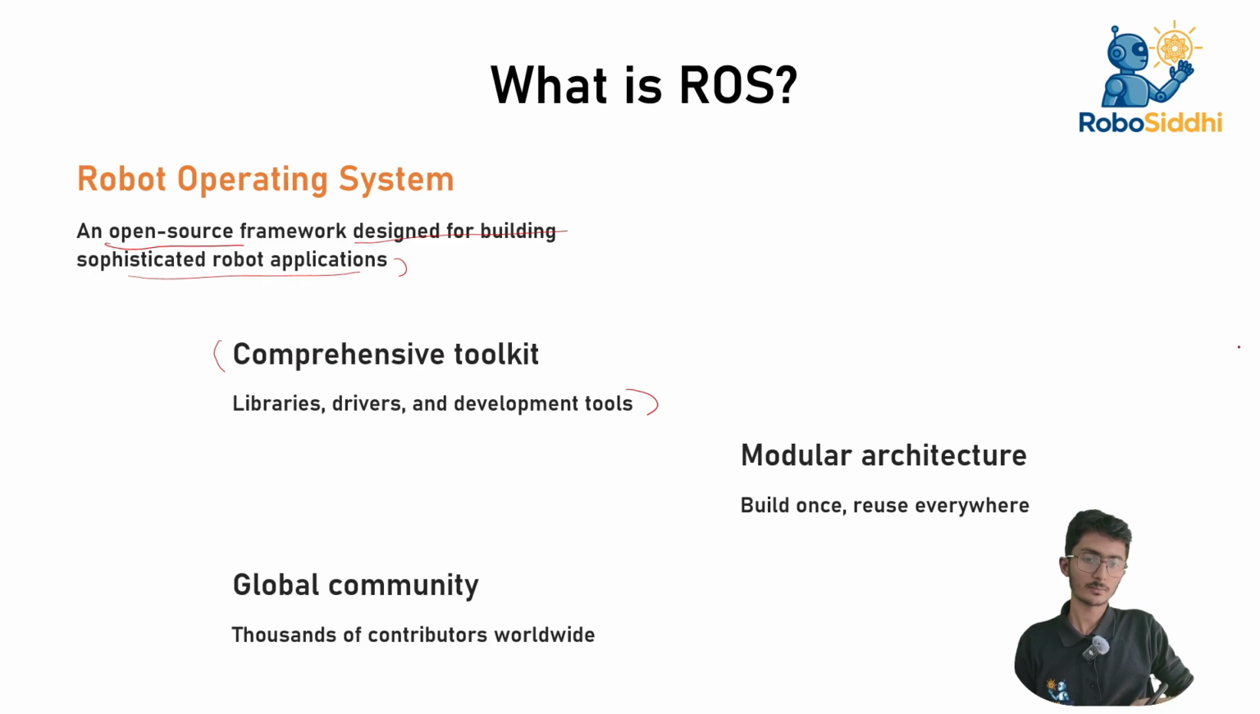Then there's modular architecture, which means you can connect many different things and basically do whatever you can think of with ROS. Then there's global community support available for ROS, which means there are so many people already working on ROS, and you can use their experience of how they faced problems to solve your own problems.